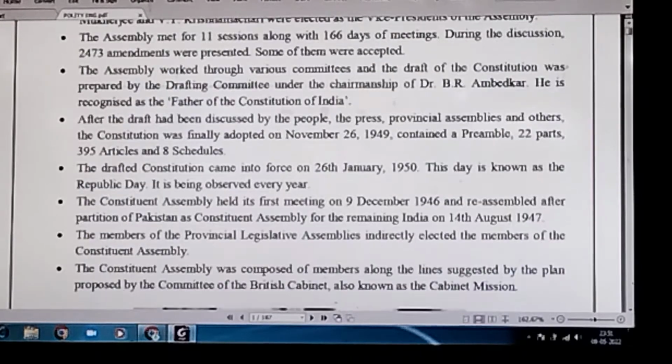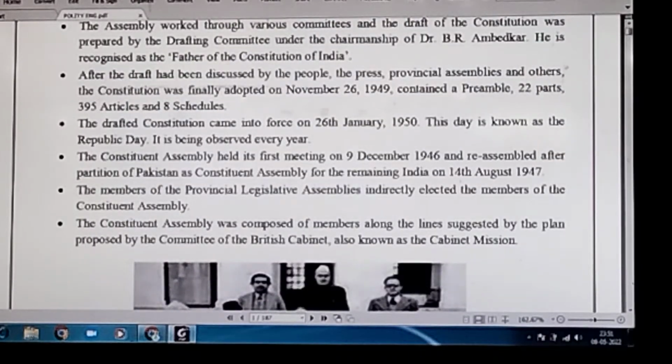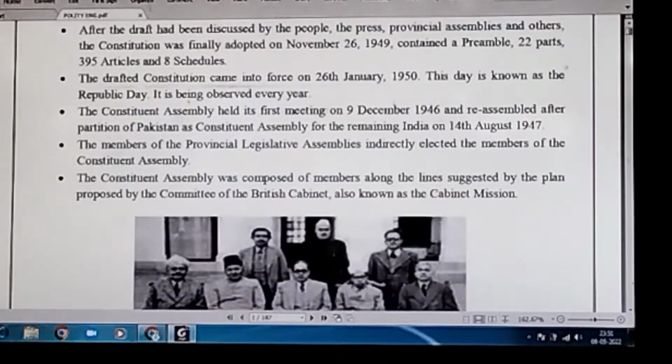The Constituent Assembly held its first meeting on 9th December 1946 and reassembled after the partition as the Constituent Assembly for the remaining India on 14th August 1947. The members of the Provincial Legislative Assemblies indirectly elected the members of the Constituent Assembly. The Constituent Assembly was composed of members along the lines suggested by the plan proposed by the Committee of the British Cabinet. It is also known as the Cabinet Mission.